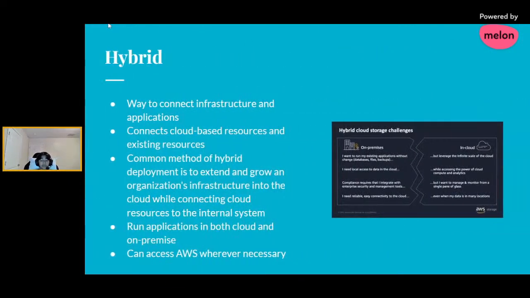Now, talking about hybrid. This is a way to connect infrastructure and applications. It connects cloud based resources and existing resources. A common method of hybrid deployment is to extend and grow an organization's infrastructure into the cloud while connecting the cloud resources to the internal system. You can also run applications in both the cloud and on premise. And using the hybrid, you're able to access AWS whenever you need to.